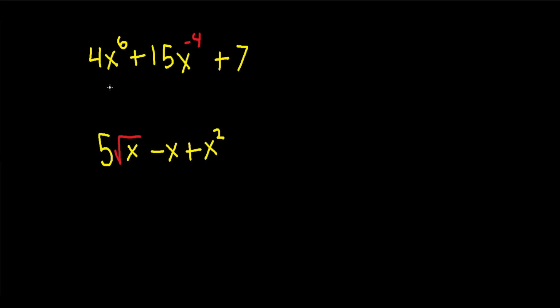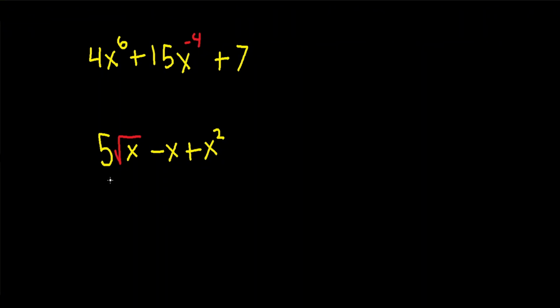So here's some examples of non-polynomial expressions. We have 4x to the power of 6 plus 15x to the power of -4 plus 7. And now -4 is highlighted here since it is not a non-negative integer. And remember, for our definition of a polynomial, n needs to be a non-negative integer. And so this will not qualify as a polynomial.